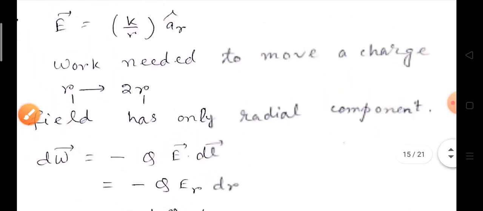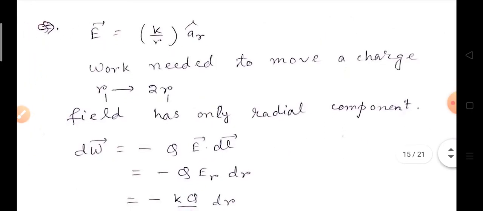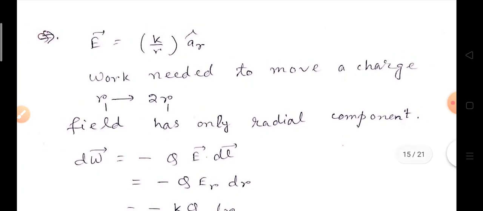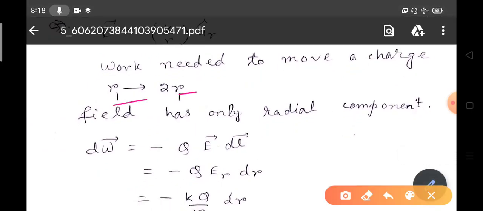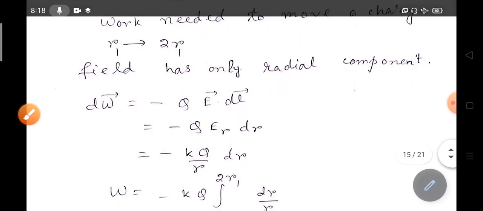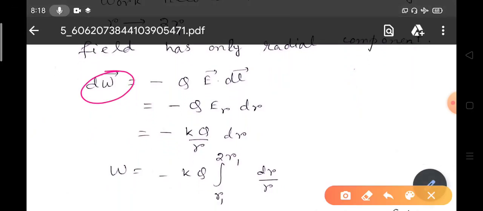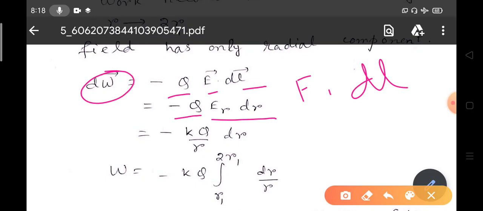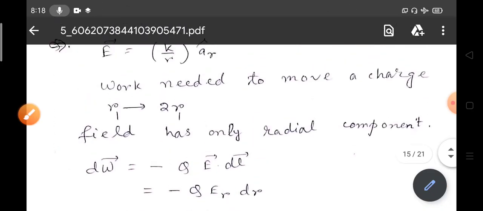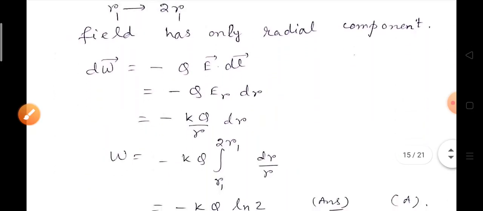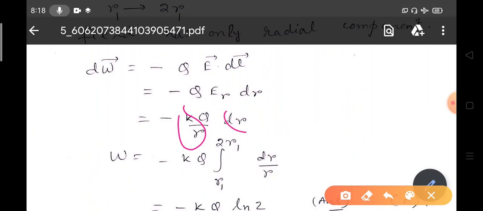So the electric field is given as k by r into ar cap. Now the work needed to move the charge from r1 to 2r1, suppose. The field has only a radial component. So dw will be minus F dot dl, that is minus qE dot dl, or minus q into Er into dr, because only the radial component is here. So Er is given as k by r, so k by r into dr.